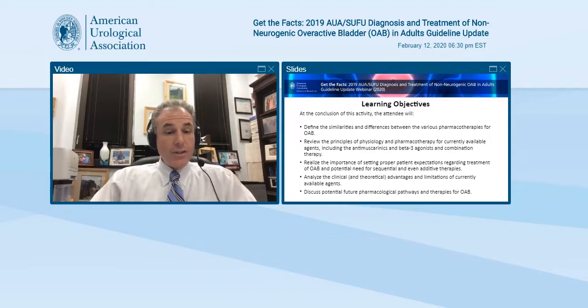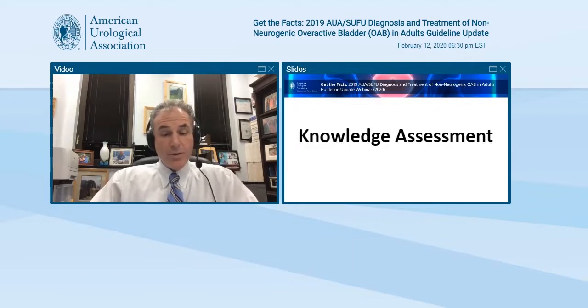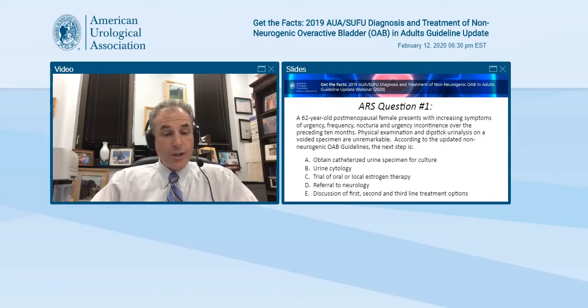At the conclusion of this activity, the attendee will have the following learning objectives. They'll be able to define the similarities and differences between the various pharmacotherapies for overactive bladder. They'll be able to review the principles of physiology and pharmacotherapy for currently available agents, including the antimuscarinics and the beta-3 agonists, as well as combination therapy.